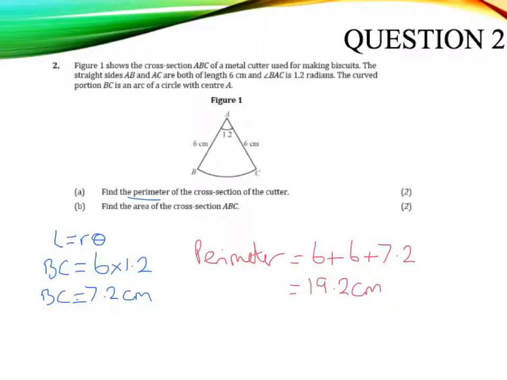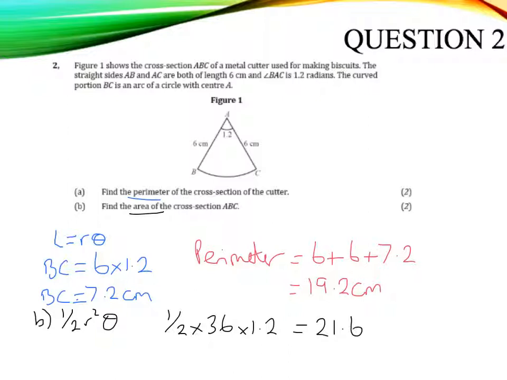Now, similarly, we've been asked for part B to find the area of the cross-section, and the area is given by a half r squared theta. So we can simply put our numbers in. We've got a half multiplied by 6 squared, so 36, multiplied by 1.2, which is 18 times 1.2, which gives me 21.6 centimetres squared. So the first two parts, A and B, are fairly straightforward questions where we're looking at arc length and area. Let's look at part C.